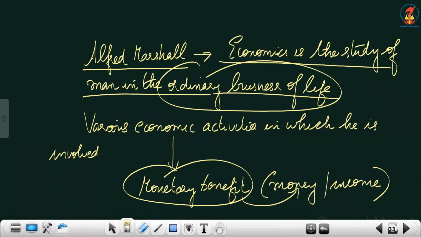So this in turn speaks about what? About the income or money. So Alfred Marshall has defined economics as a study of man in the ordinary business of life, which means man who is involved in various economic activities to earn income.